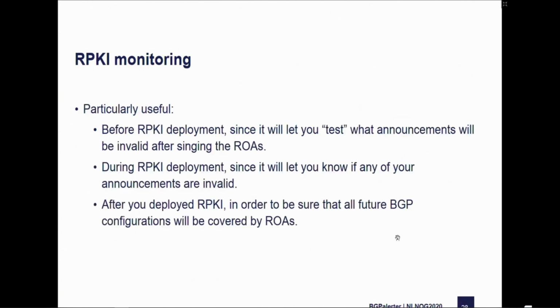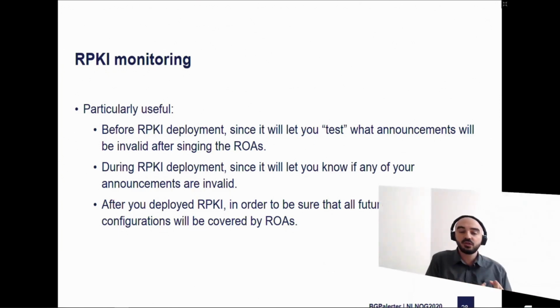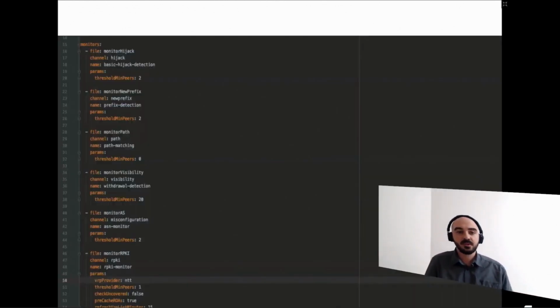So this is particularly useful before you deploy RPKI, during RPKI deployment, and after you deploy RPKI. The reason is before you deploy RPKI, you can use this to basically test how life with RPKI will be. And we will see what that means. During RPKI deployment, you can use it to get notified if you are announcing something invalid. And after RPKI deployment, also to get notified, not only if you're announcing something invalid, but also to check if everything that you're announcing is covered by a ROA and if your network configuration is aligned with the ROAs that you define.